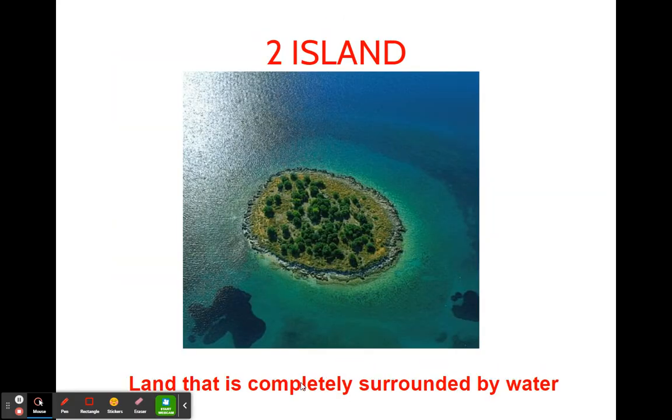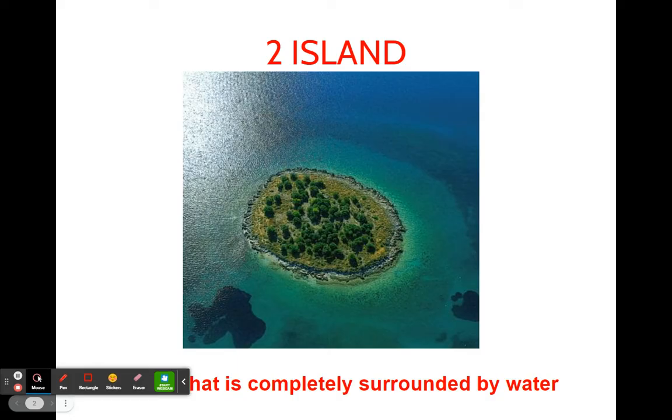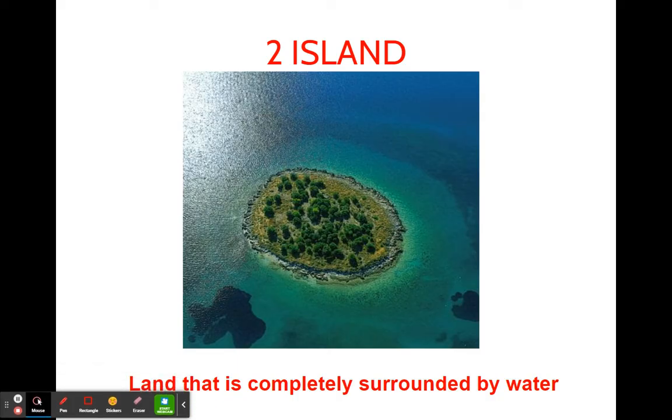Two, another one we probably know, island. An easy way to think of it is an island is land that is completely surrounded by water. And when we think about land that is completely surrounded by water, that's an easy way to remember how to spell it as well. An island is land surrounded by water.